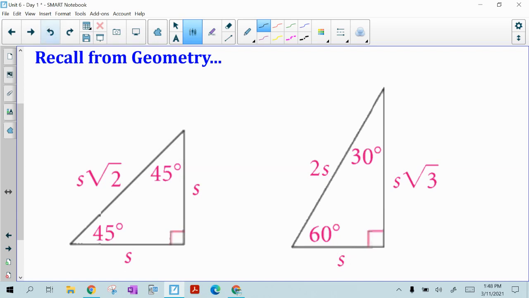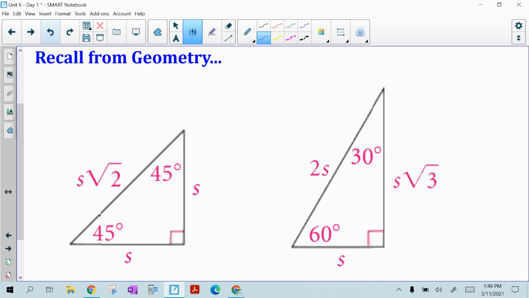Now, let's briefly work our way back, because the biggest issue students seem to struggle with is, how am I supposed to know when it's the square root of 2, and how do I know when it's the square root of 3? Well, it's actually a pretty easy way to memorize it. How many sides do I have the same in a 45-45-90? That's 2. How many angles are the same in a 45-45-90? That's 2. So guess what?